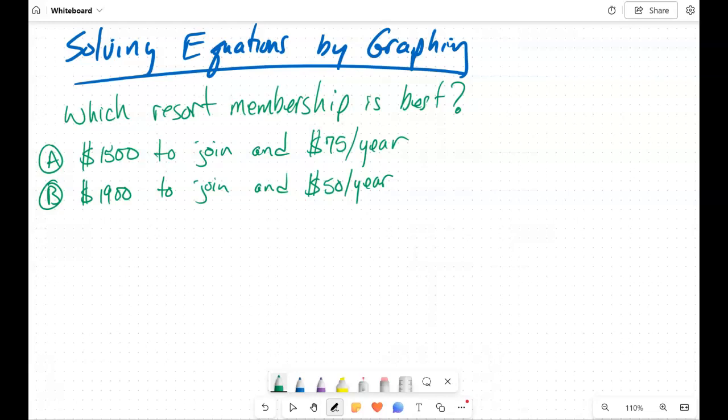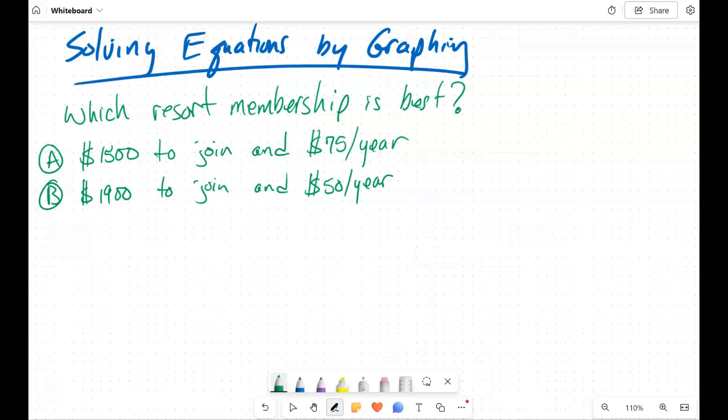So looking at this problem in front of us, we have this question about which resort membership is best. If we have two options, maybe for a beach resort, option A tells us that it's $1,500 to join this club membership, and in addition to that, it costs $75 per year. So we would have to pay $1,500 initially to join, and then pay $75 per year. In option B, we would have to pay $1,900 to join, and then pay $50 per year.